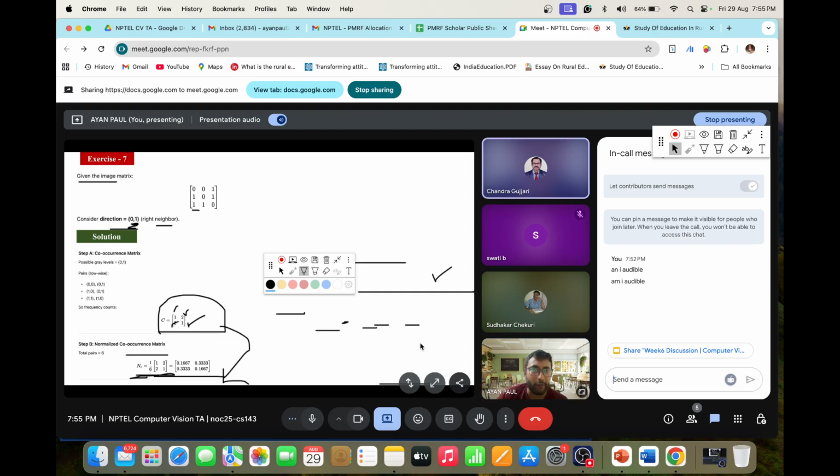If you understand this part, can you compute a co-occurrence matrix and a normalized co-occurrence matrix if you are given an image matrix? Can you do that part? Just tell me. At least this part, can you do it? Yes, sir. Okay, you can do it, right? Then the other part is just normal formulas.